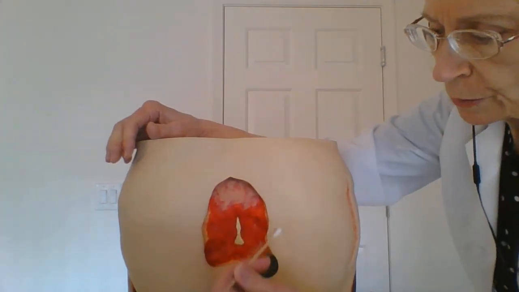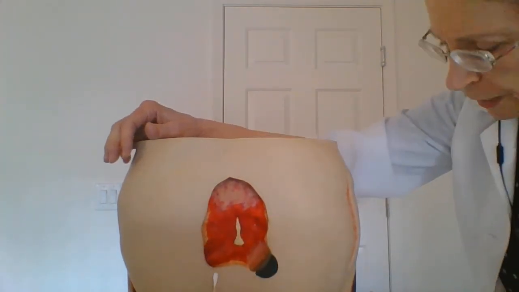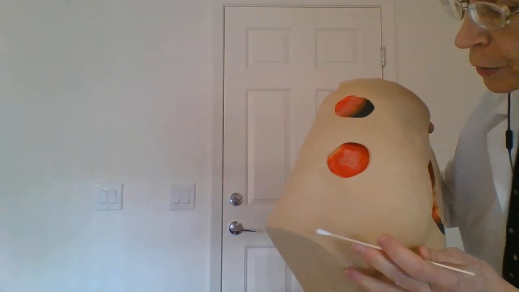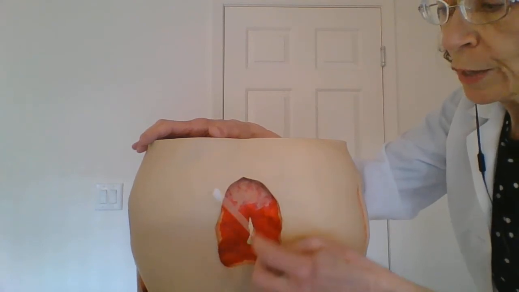Okay, so there is no maceration, which means the surrounding tissue is intact. I don't think I have maceration on this one. No, I have a slide that has maceration on it. So the surrounding tissue is intact.